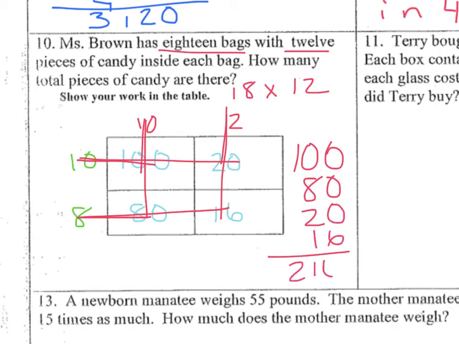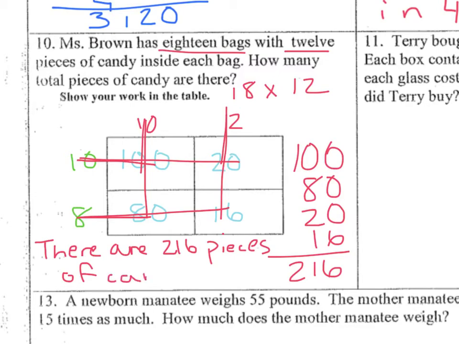And you come up with 216. So how many total pieces of candy are there? There are 216 pieces of candy.